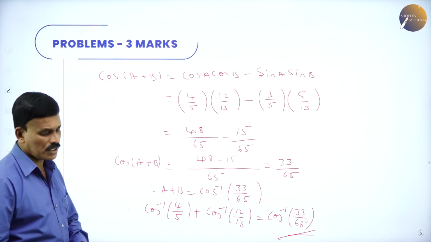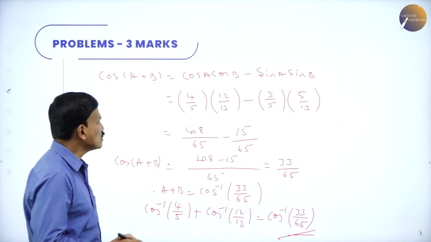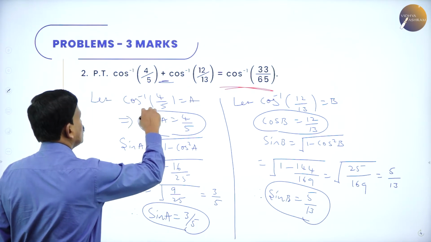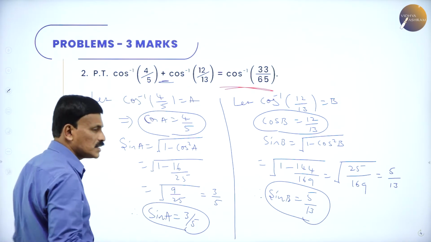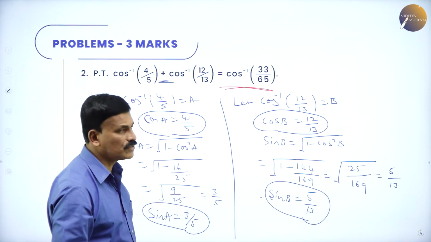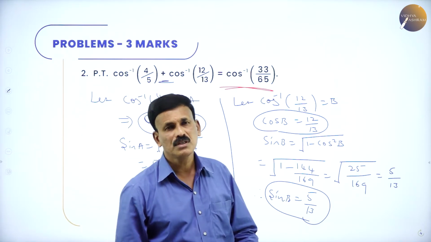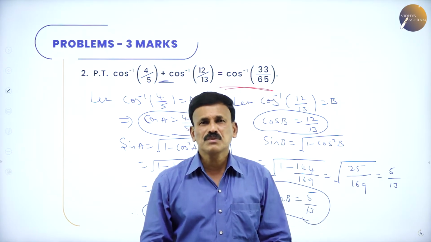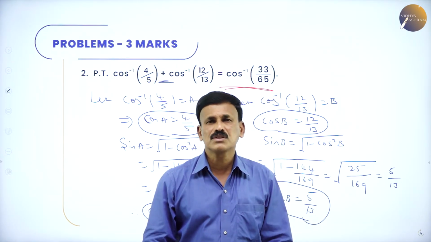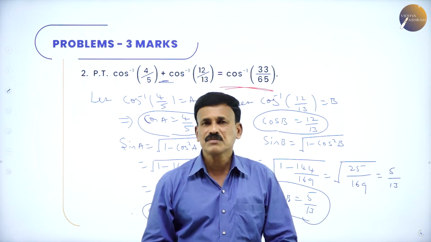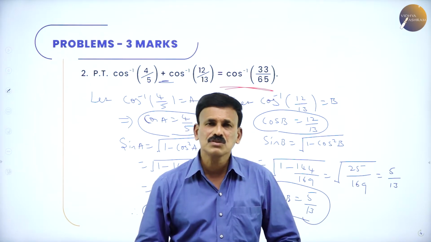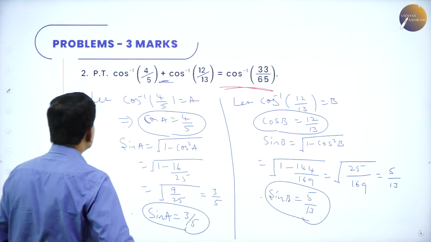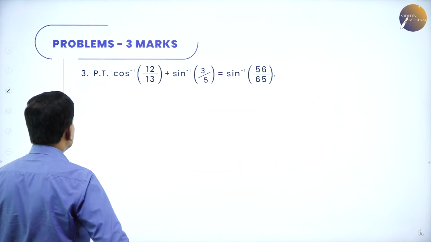Otherwise, you can use formulas like cos inverse x plus cos inverse y is also equal to cos inverse of xy minus root of 1 minus x square into root of 1 minus y square. Like that, we have different shortcut formulas. You can make use of that also to solve this type of problems. Okay. Now let us come to the next problem.